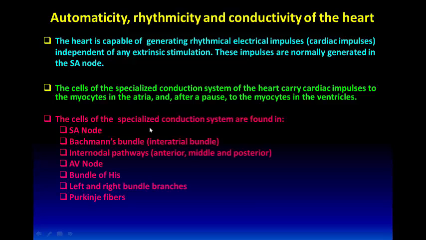The cells of the specialized conduction system of the heart are found in the sinoatrial node, where the impulses are generated, and the AV node, and we also have internodal pathways between the 2 nodes. We have anterior, middle, and posterior internodal pathways. And we have a pathway between the two atria, and this is what is known as the Bachmann bundle.